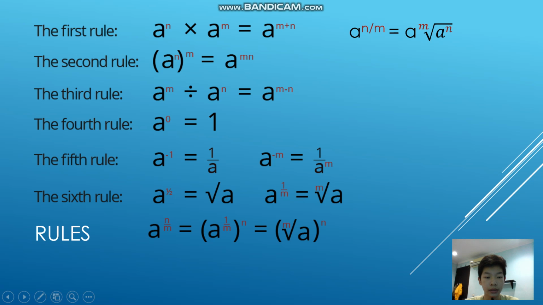The sixth rule is this, basically roots with indices. For example, a to the power of 1 per 2 is equal to the root of a. This is because for the root of a, there's a 2 here because it's the square root, and there's a power of 1 here, but we don't write it because power of 1 is the same thing as not writing a power. So for example, if it's a to the power of 1 per m, then it's going to be a without the power because it's only 1, and it's going to be the root of m.